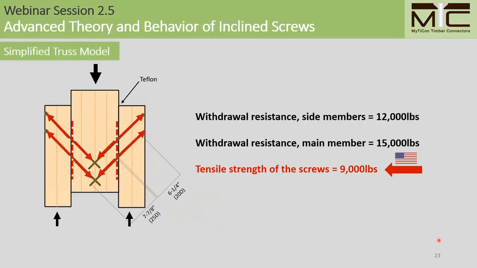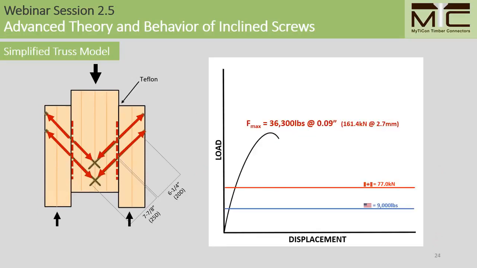And using American allowable stress design values, and once again setting the contribution of friction to 0, we get a short-term lateral design value of 9,000 pounds for 8 screws, and this is where the failure mode is characterized by the tensile failure of the screws in the shear plane. Once again, I've plotted both the Canadian and American design values over the load displacement chart for this specimen for reference. For the American design value, here we achieve a factor of safety of 4.0.